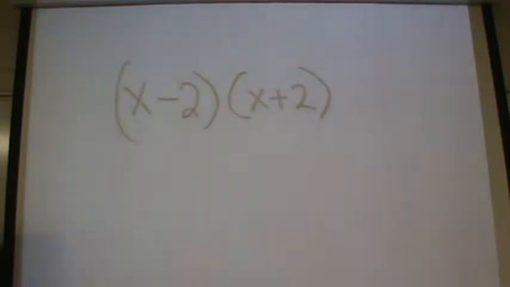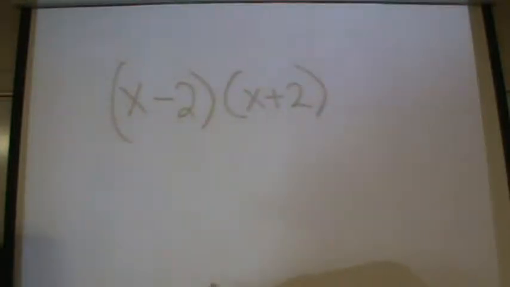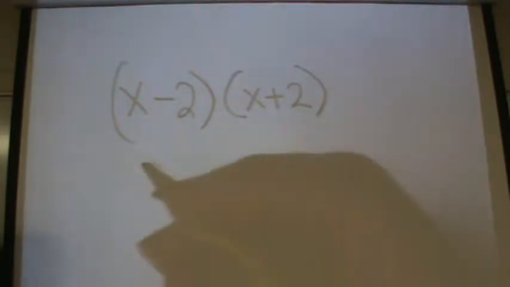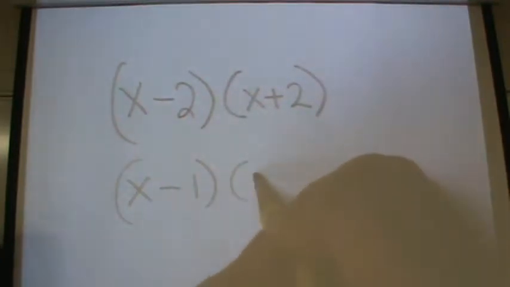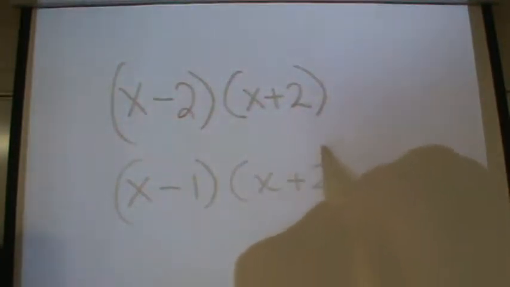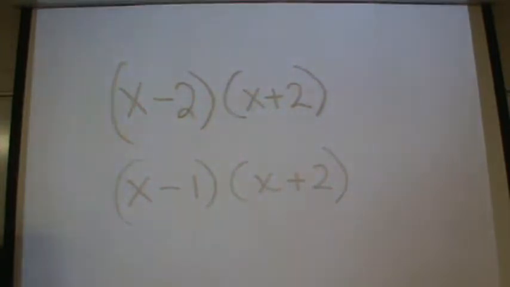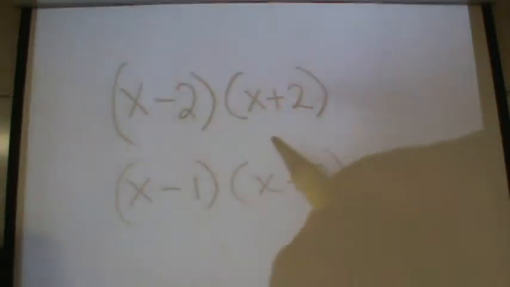This is a special type of problem. Once you FOIL it, the two in the middle are going to cancel out. Perfect. Why? Do you know why? Because it's going to be 2x minus 2x. Yes. Now, what makes it happen? Will it happen if I did this? No. It has to be the same number.